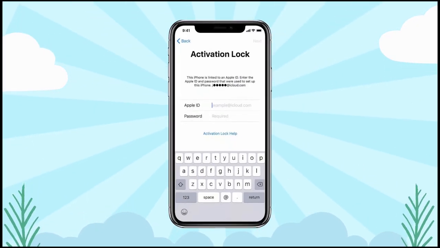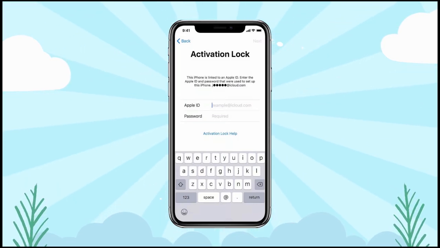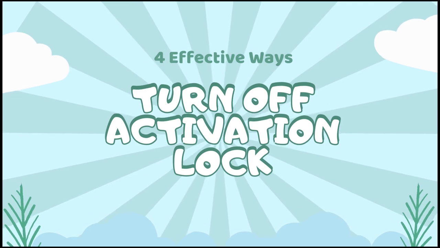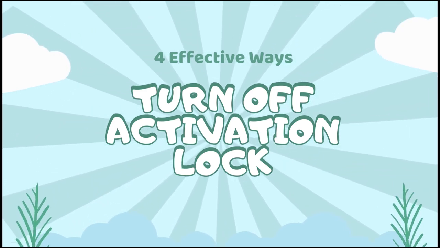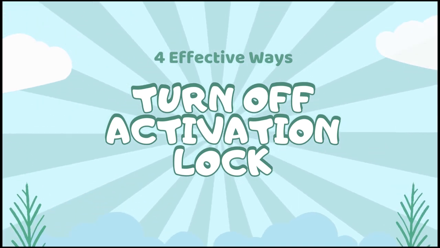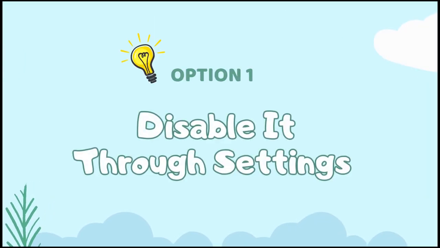If you've ever come across the dreaded activation lock screen on an iPhone, you're not alone. In this video, I'll show you four effective ways to turn off activation lock on your iPhone, including an advanced tool that works even when you don't have the Apple ID or password. Let's dive right in. Option 1.